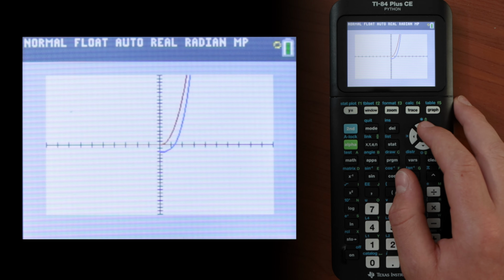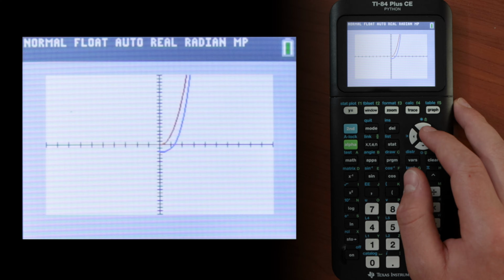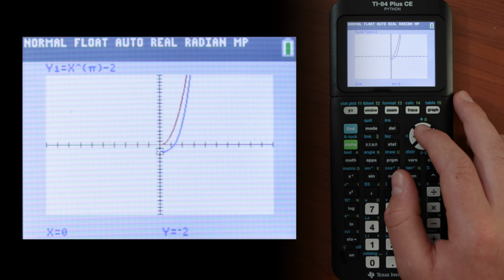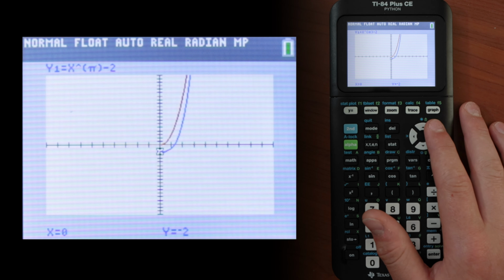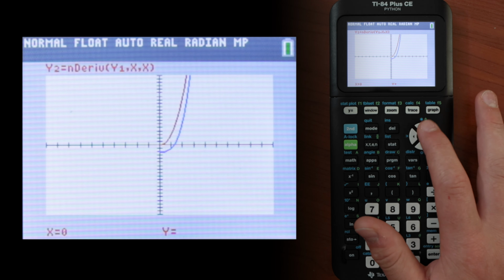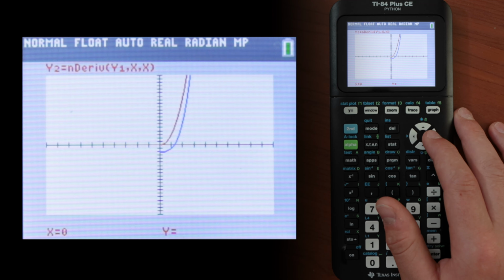Now we can also graph this though. So if you're not sure which function is which, you can hit trace and you will see what that function is at the top. And you can navigate from graph to graph by going up and down. So up, that gives us the derivative graph.